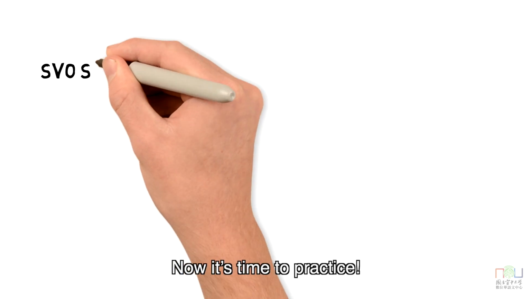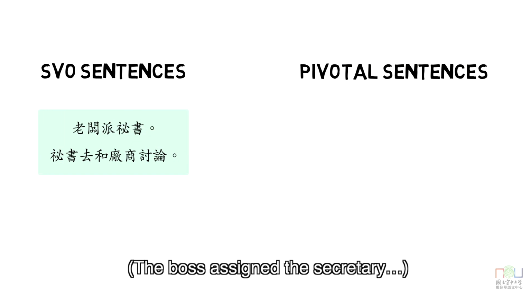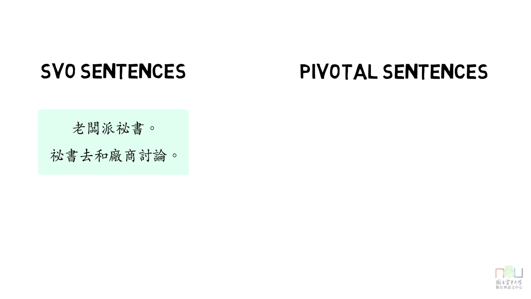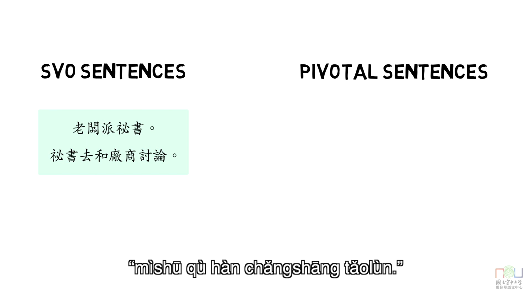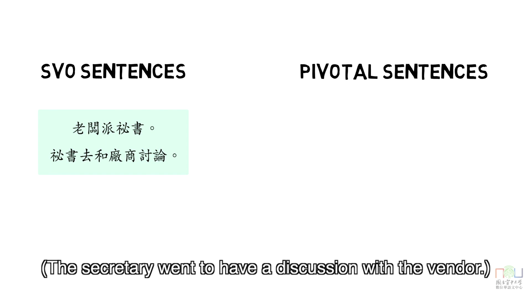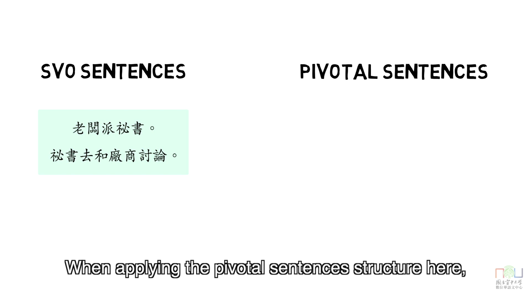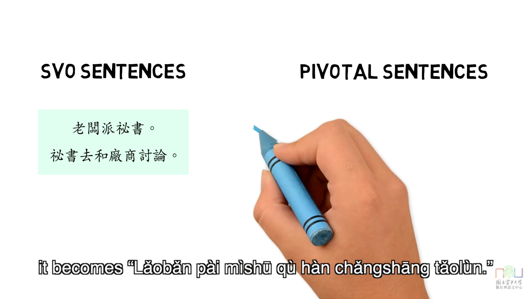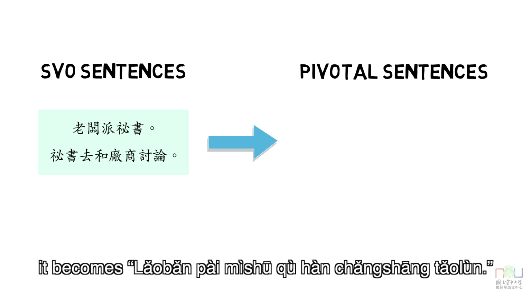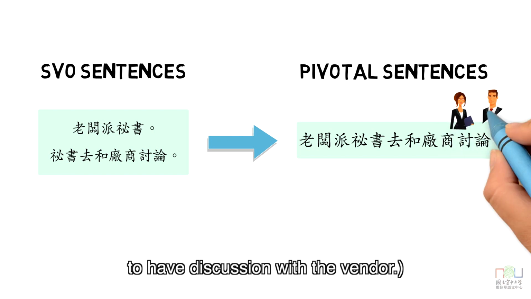Now it's time to practice. 老板派秘书。 The boss assigned the secretary, and 秘书去和厂商讨论。 the secretary went to have a discussion with a vendor. When applying the pivotal sentences structure here, it becomes 老板派秘书去和厂商讨论。 the boss assigned the secretary to have a discussion with the vendor.